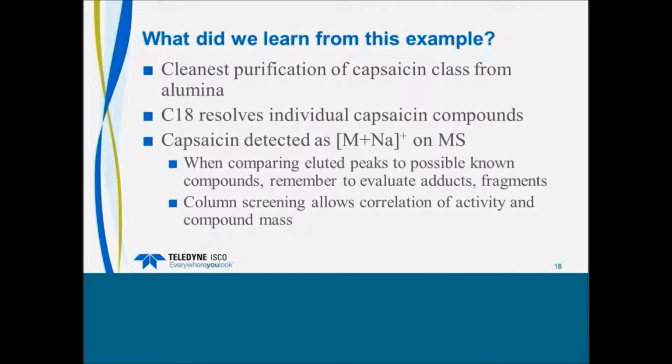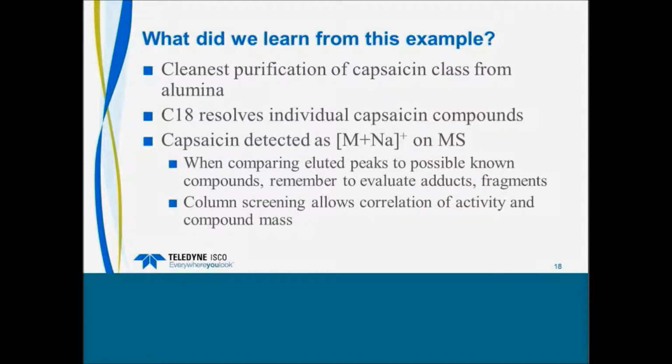So, what did we learn from this example? The cleanest purification of the capsaicin class came from alumina. However, the C18 was able to resolve the individual capsaicin compounds. The other thing I noted in all of my runs was that capsaicin was detected as the sodium adduct in the mass spectrum. So when you go back and look at your list of compounds that have been isolated earlier, remember to consider possible adducts such as sodium or potassium, or maybe solvent adducts as well. You might have to subtract those off to see if your compound falls into those masses.